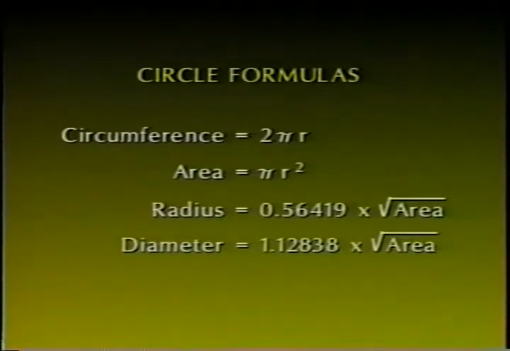Some other formulas dealing with curves are shown in this graphic. They are circumference equals 2 times pi times radius. Area equals pi times radius squared. Radius equals 0.56419 times square root of area. Diameter equals 1.12838 times square root of area.